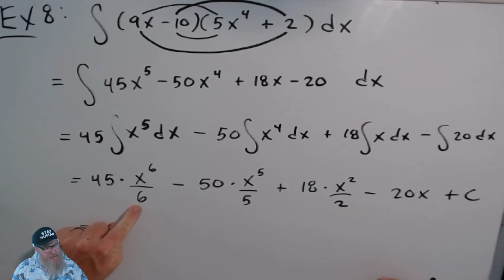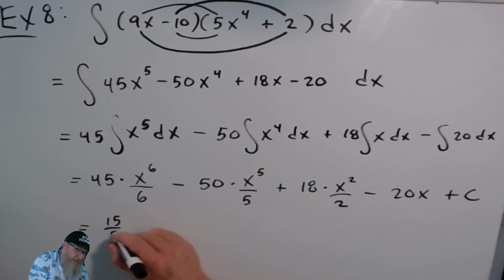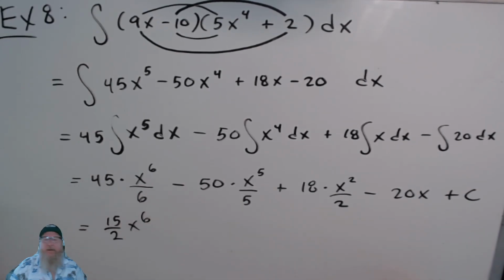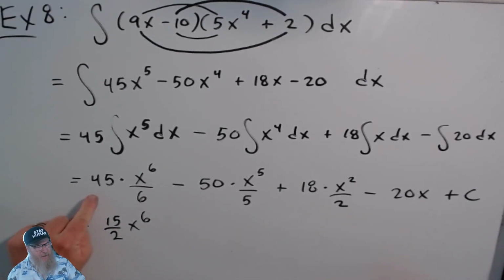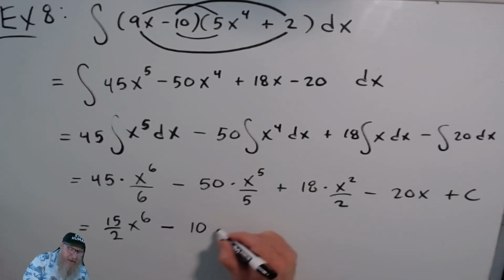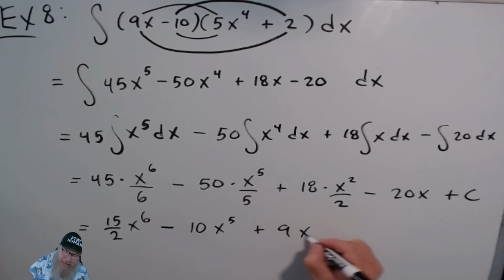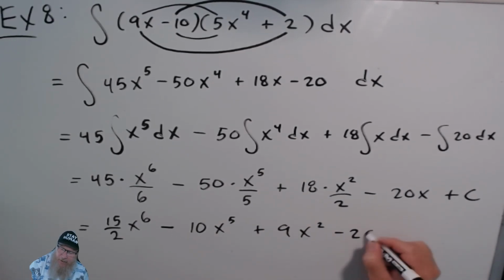45 divided by 6, that'll be 15 halves. Right? 3 goes into 45 15 times. 3 goes into 6 2 times. You could also write 7.5. It would mean the same thing. 50 divided by 5 is 10. 18 divided by 2 is 9. And we are done.